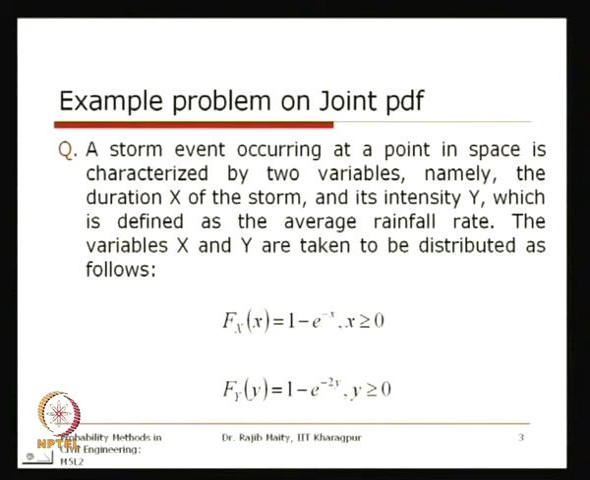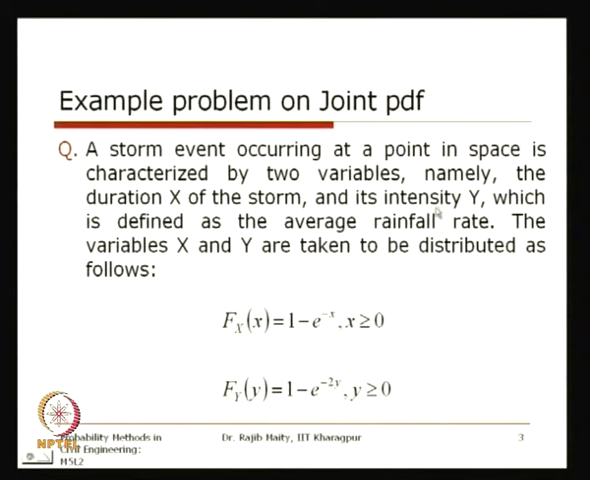Those two random variables are the duration of the storm event and its intensity, denoted as x and y. Several such storm events are taken and their durations are obtained separately, and it is found that the duration follows a cumulative distribution of 1 minus e power minus x, which you know is an exponential distribution, with lambda equal to 1 here.